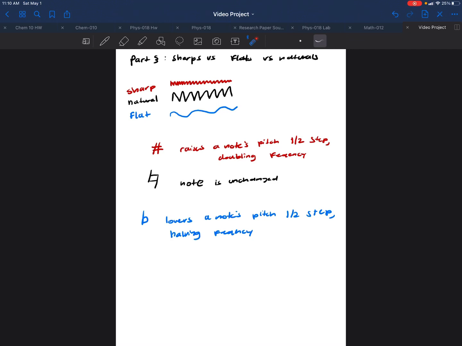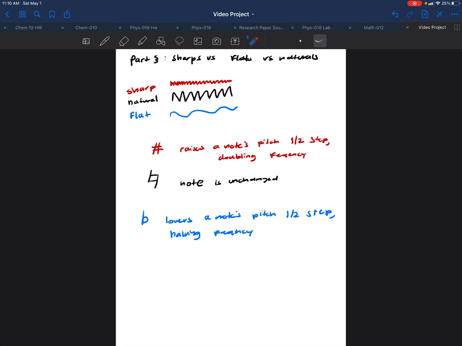Now, if I raise the note 1/2 step to a C sharp, indicated by this symbol, it doubles the frequency. So if I go from C natural, which sounds like this, to C sharp, it would sound like this.